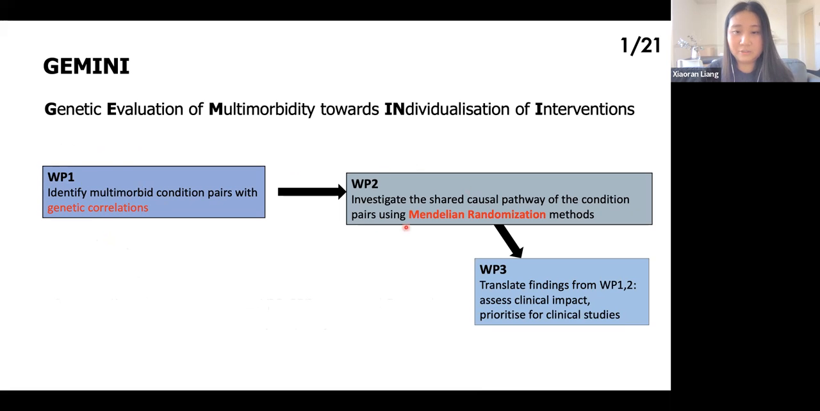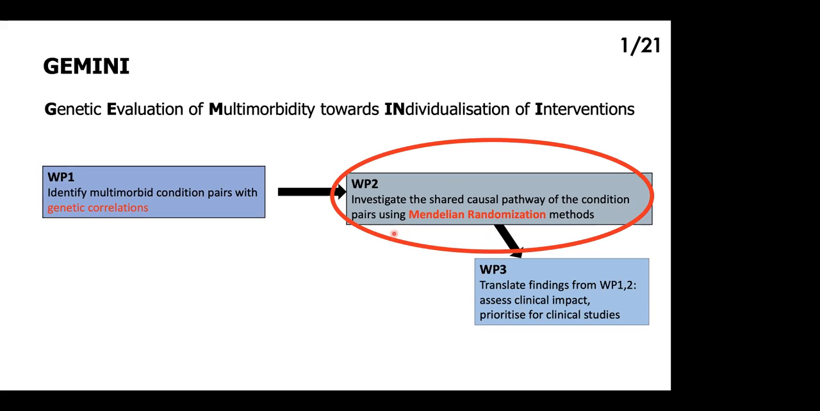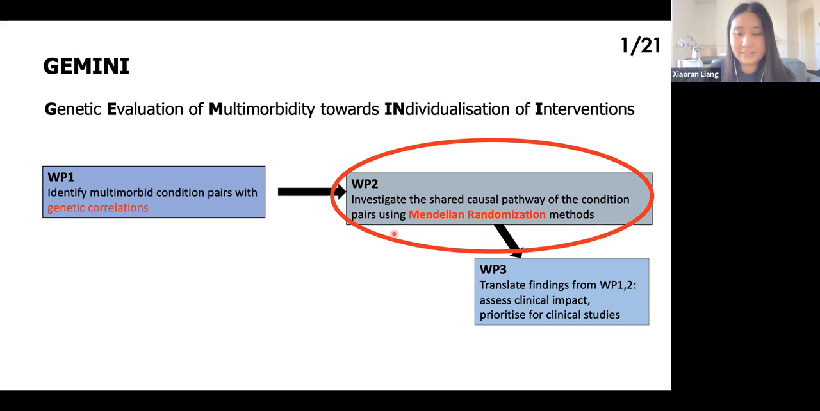And then in work package 2, we would carry on work from correlation study to causality study to investigate the shared causal pathway of the condition pairs that are identified from work package 1. And then after this, our results would go to work package 3 for clinical studies. So the work I'm presenting today is under work package 2, which is centered around the causal inference for multi-morbidity. And the main methodology we are using is Mendelian randomization.